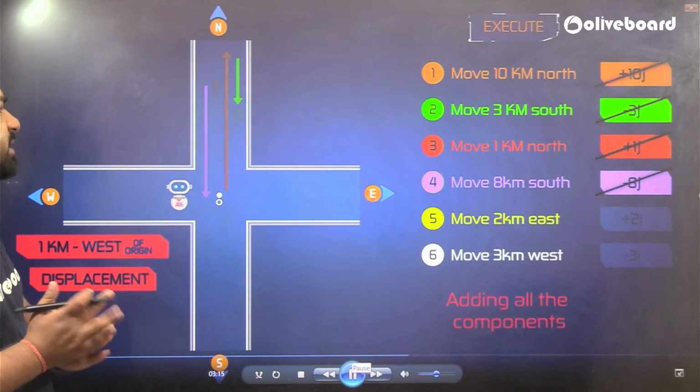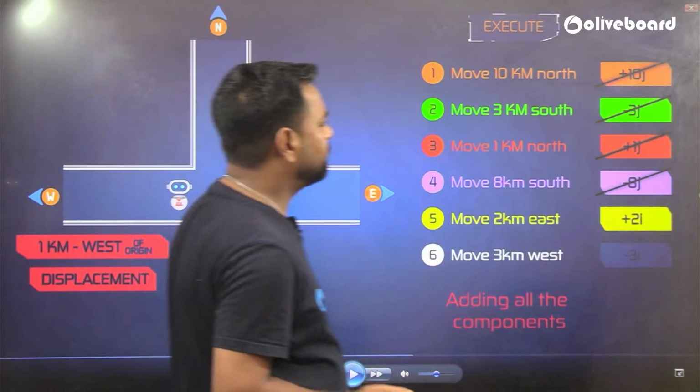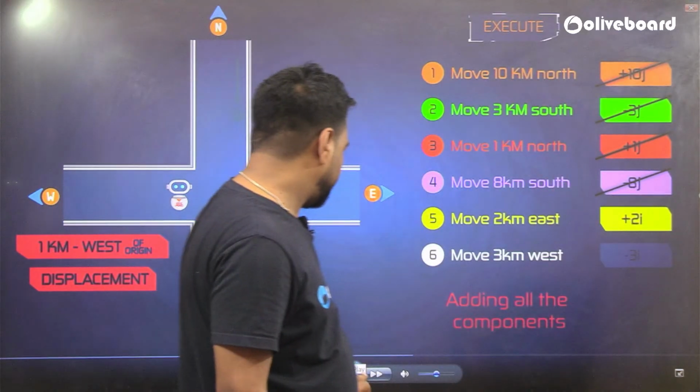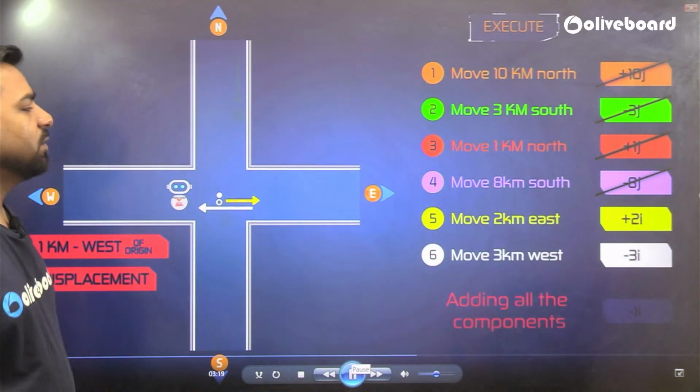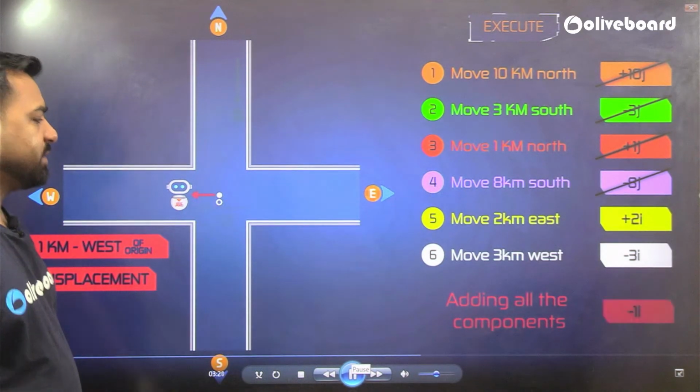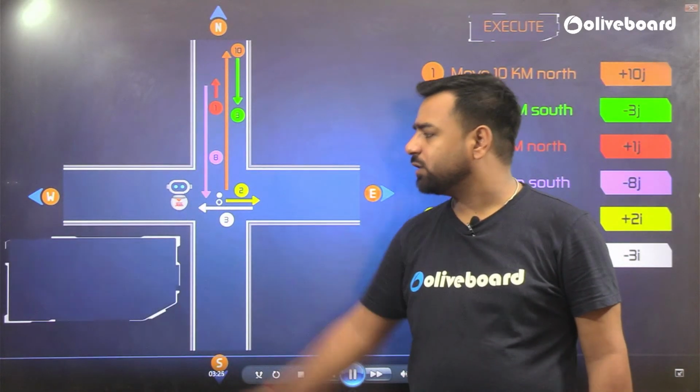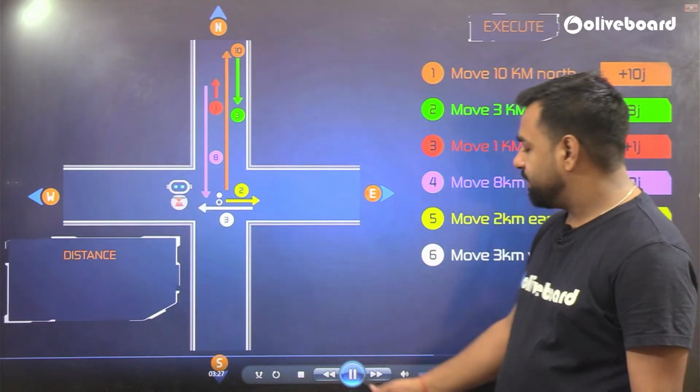For the displacement, we were using the direction also. So by calculating it, our final value was minus 1, and minus i cap was representing, see, minus i means 1 kilometer, that too in the west direction. Okay, but what about distance?